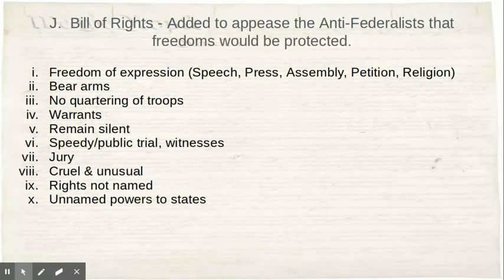And then making sure that the states still retain some of their power, Amendment 10 basically says unnamed powers, powers not given to this new national government, would fall to the states. That's why transportation, health, education, voting, and lots of other things, local police work, all of that falls to the states.